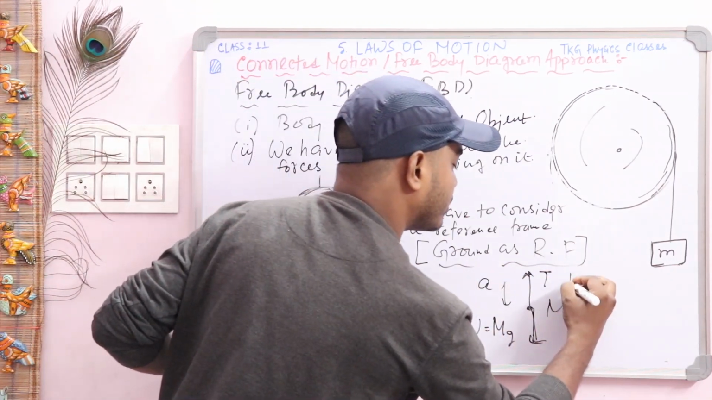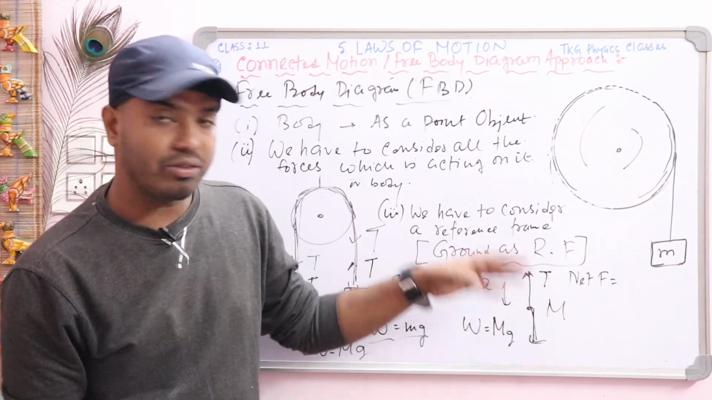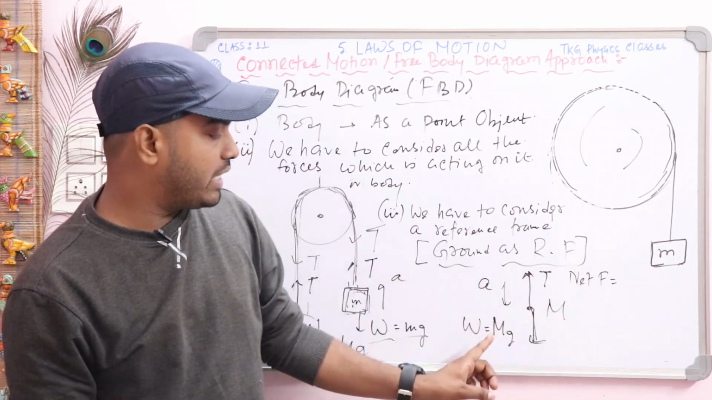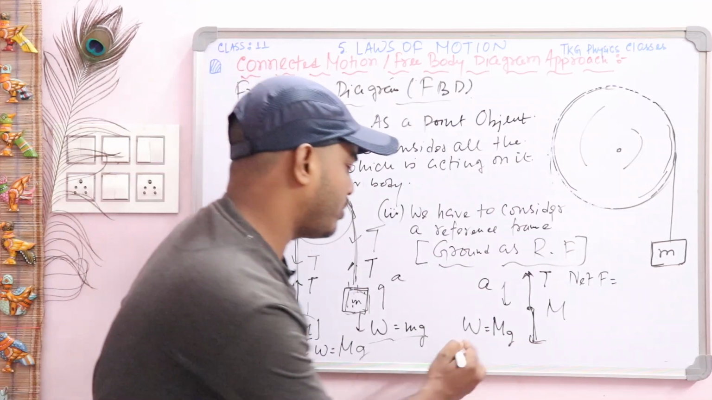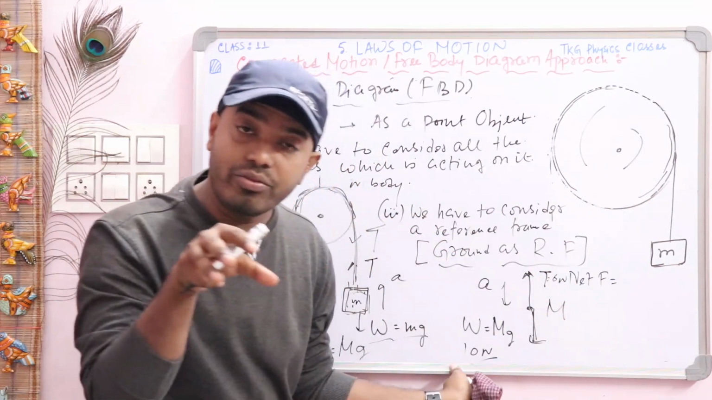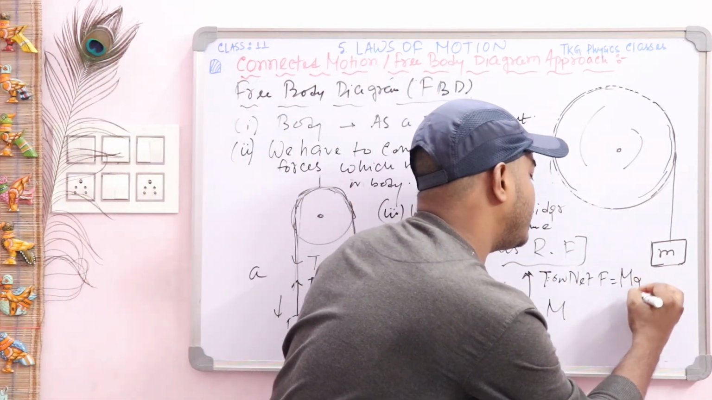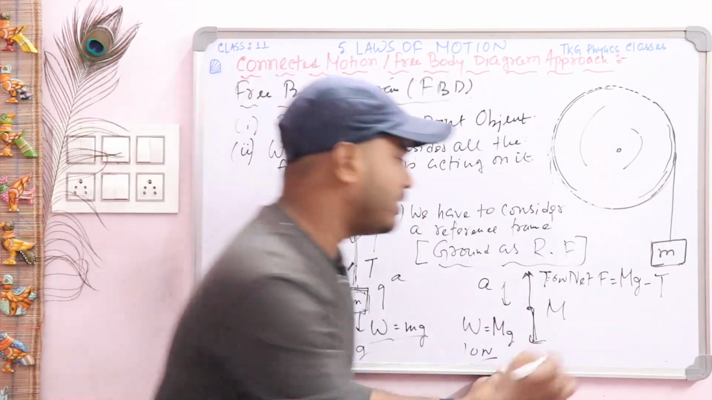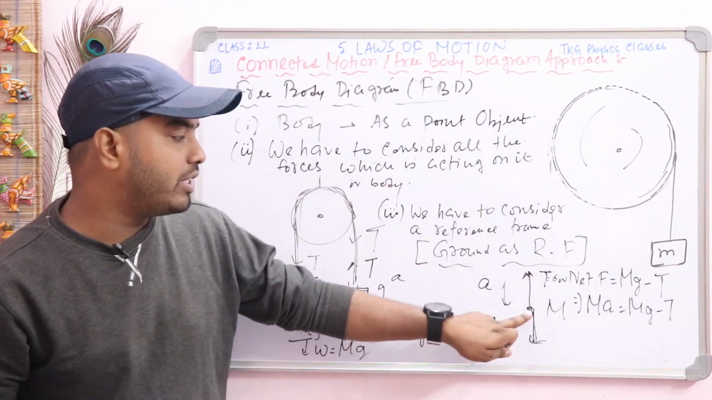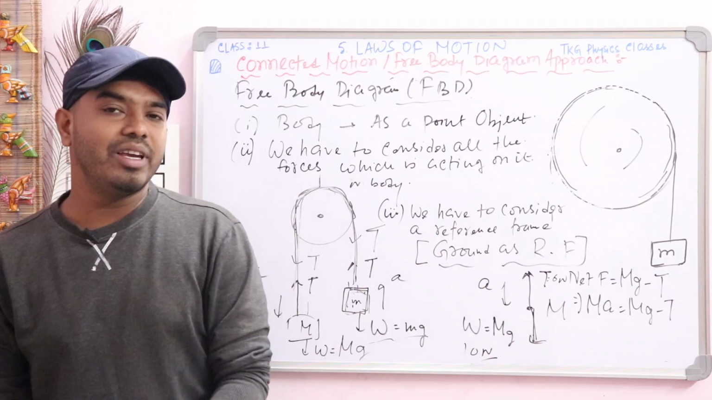So what is the net force? Write it: net force here. The body is moving vertically downward. That means obviously the weight Mg is more than the tension force. So here the net force is Mg minus T. Suppose this force value is 10 newton and the tension force is 6 newton. So the net force is 10 minus 6. In that way you have to write the net force, that means here Mg minus T. And net force means mass into acceleration. For this body the mass is capital M and the acceleration is a. In this way we will solve a free body diagram.